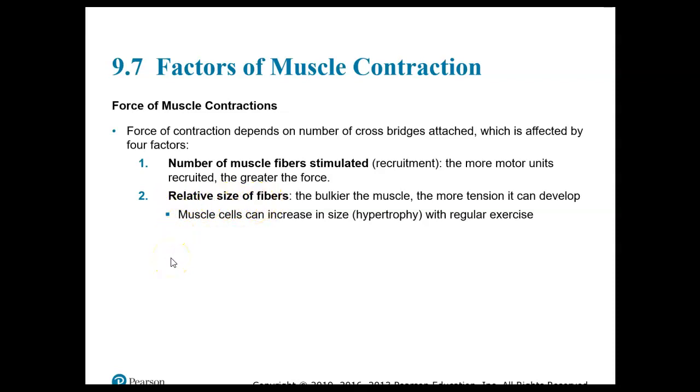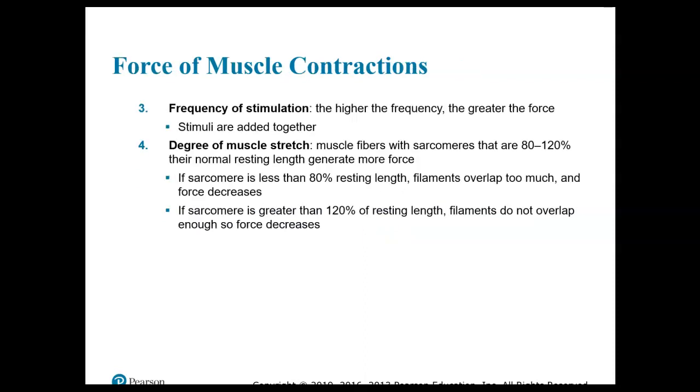There are larger muscle fibers and smaller muscle fibers. By working your muscles and exercising, you can actually increase the size of your muscles. And when they increase in size, we call that hypertrophy instead of atrophy. The higher the frequency of stimulation, the greater the force. That's when we have twitches added together.